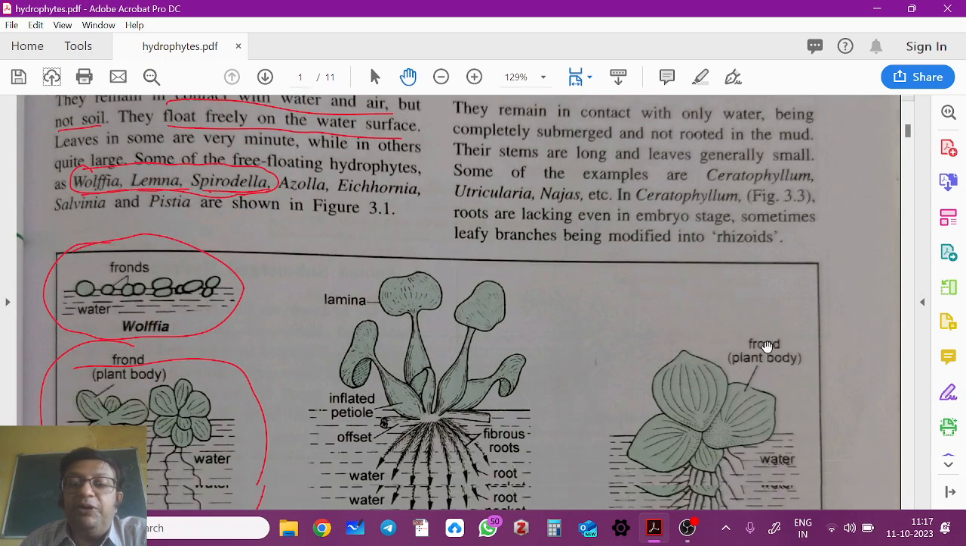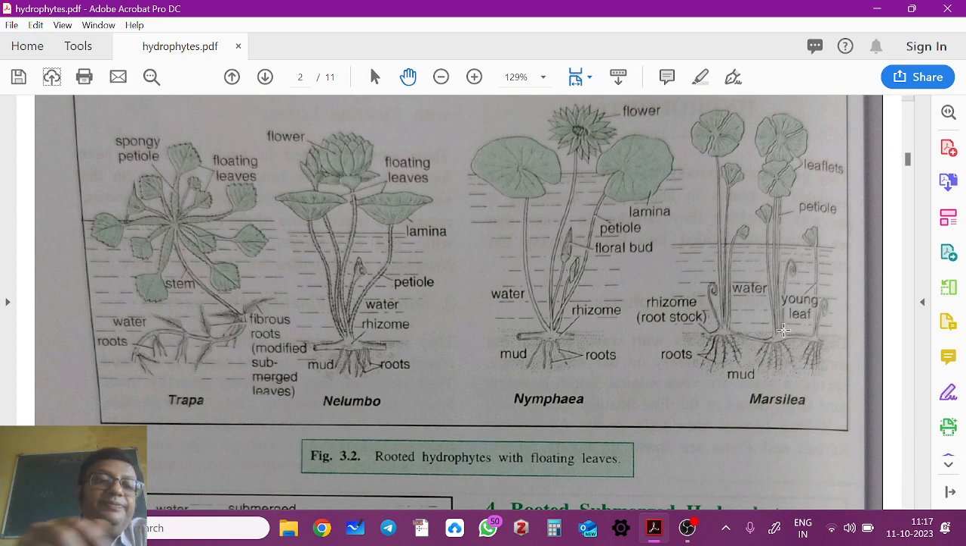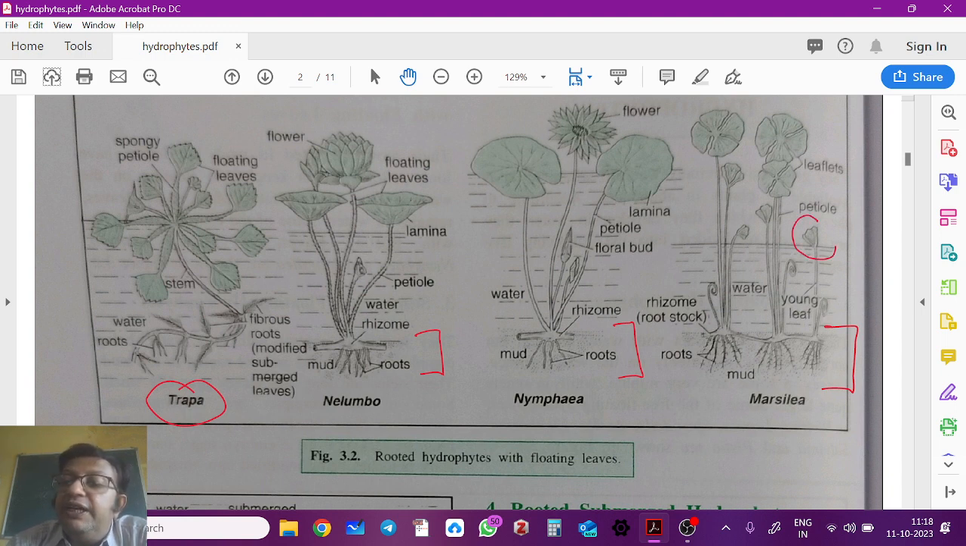Let us go to figure 3.2, next page. See Trapa? You see their roots are attached to the mud or soil. All the 4 plants, Trapa, Nelumbo, Nymphaea, Marsilea, have roots attached to the mud. Sometimes, for example in Marsilea, the leaves go above the water also. But some leaves you can see are floating. In Nymphaea you can see the leaves are floating.